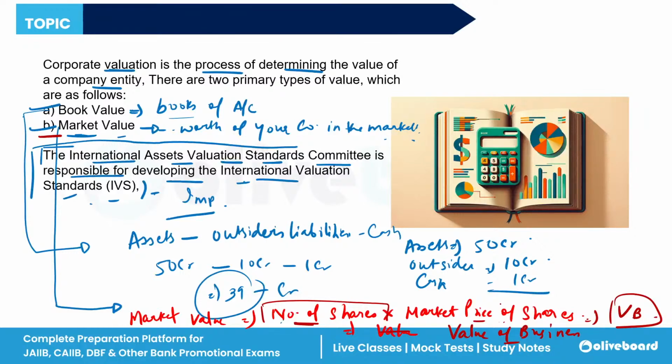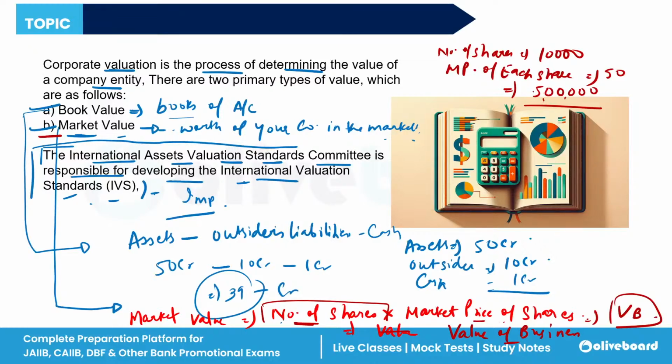Then, if I say the number of shares is 10,000 and the market price of each share is, let's take an example, 50. So what is the value? That is 5 lakh rupees. So the worth of the company is what? 5 lakh. That is the market value.